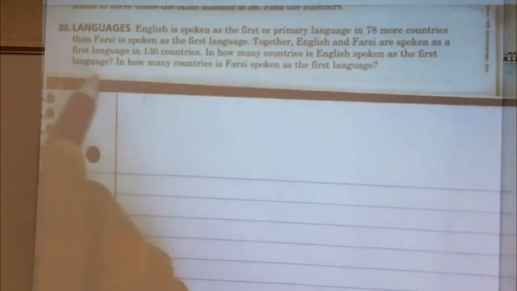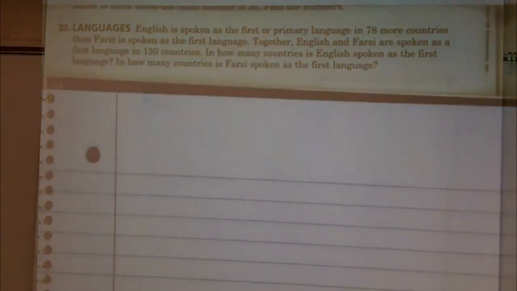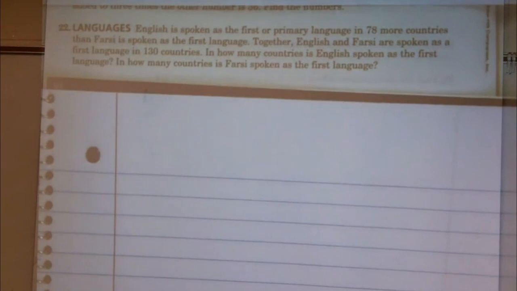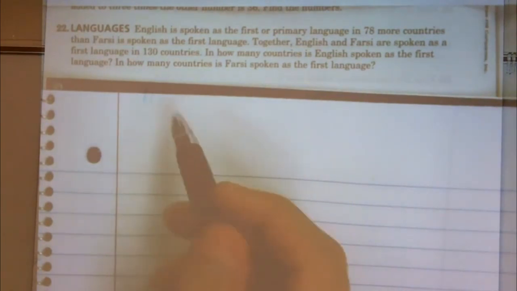Variables. You need to understand what you are solving, right? You can't do a word problem if you don't know what you're trying to solve for. So we look at the end of the question, which usually tells us what they want us to look for. They want us to figure out in how many countries English is spoken as a first language, and in how many countries Farsi is spoken as a first language. So they want us to provide 2 different answers, right? So I need to write how I can represent the number of countries that speak English as a first language and the number that speak Farsi.